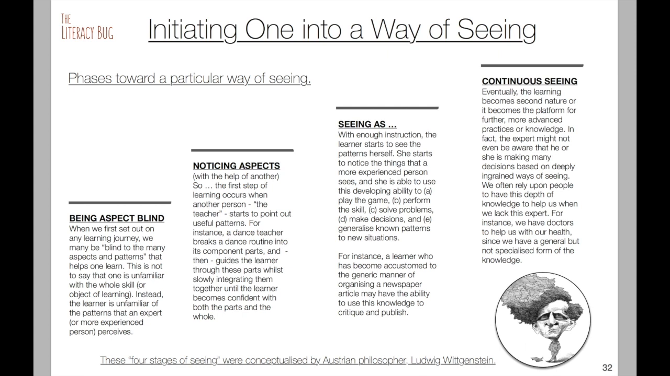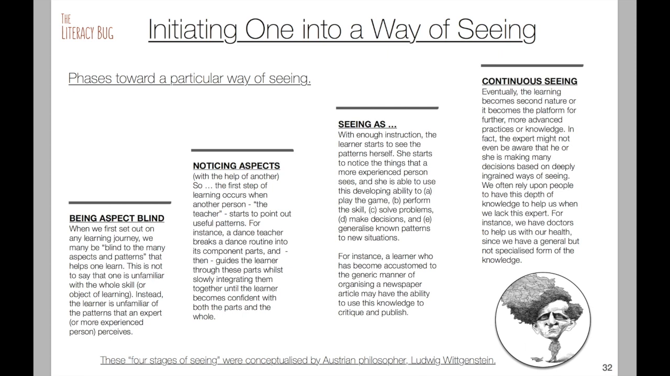And this reminds me of something from one of my key influencers, Ludwig Wittgenstein, because he said that any act of learning involves four stages of seeing. One thing that's really important here is you start off being aspect blind. I don't know my way about it. I don't know how to break something apart. I need someone to show me how something's constructed and reveal that to me, so that I can see the aspects, see the patterns and structures, and utilize those patterns to make progress.